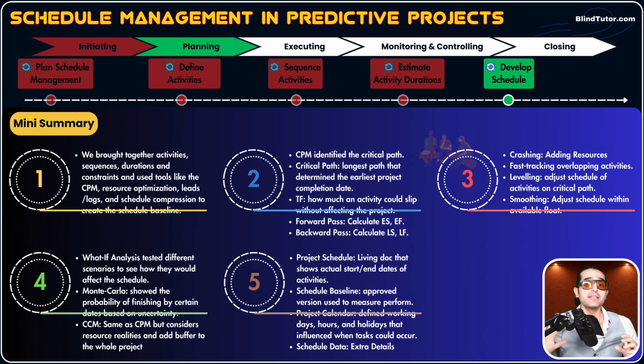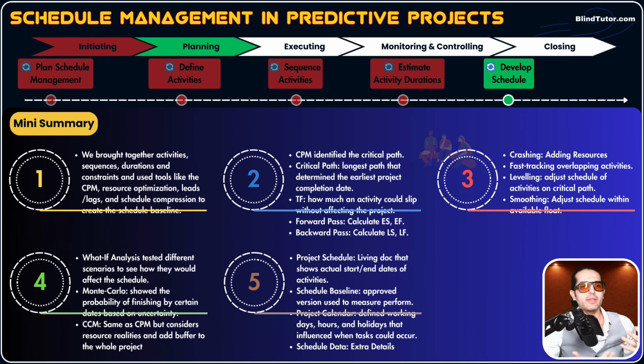The next output is the schedule baseline. This is the approved version of our schedule. This is the reference point. Our stakeholders or sponsor approve this schedule, and we promise those stakeholders that the start date and finish date of our project will be these dates.